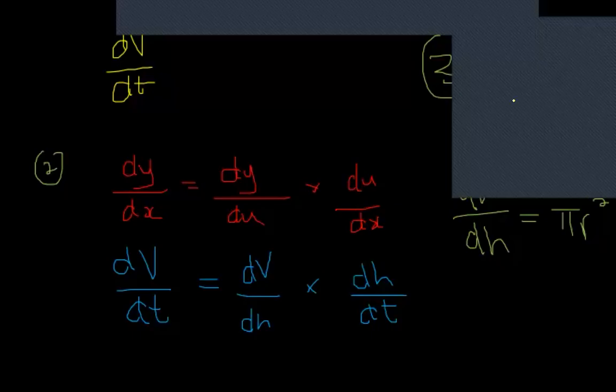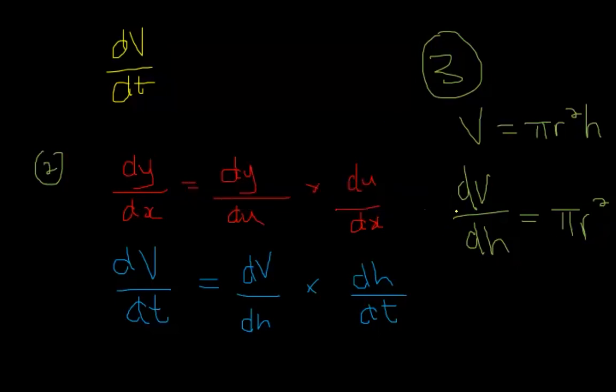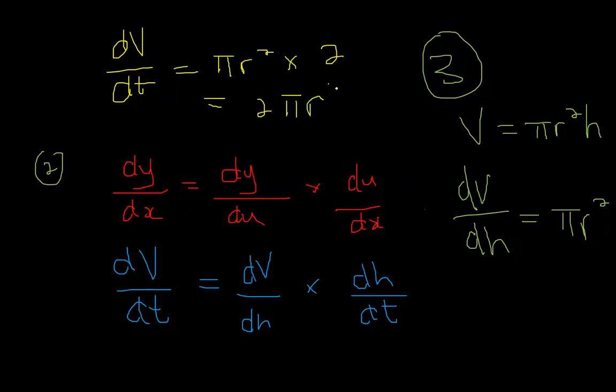Recording in progress. Right. So we want to find dV/dt. Now we have everything we need because we know dV/dh is pi r squared. We just found that out. And then we were given dh/dt, and that's 2. So my expression for dV/dt would be 2 pi r squared.